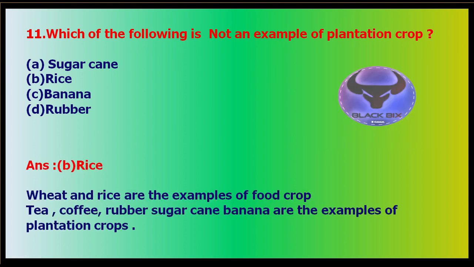Let's see what the answer is. The answer is rice. Wheat and rice are examples of food crops. They are not plantation crops, while tea, coffee, rubber, sugarcane, palm oil and banana are examples of plantation crops. So rice and wheat are food crops. Tea, coffee, rubber, sugarcane, banana are examples of plantation crops. Okay, now let's see question number 12.